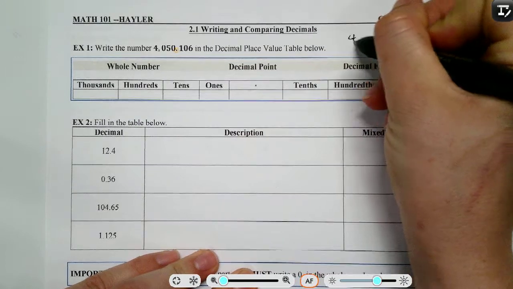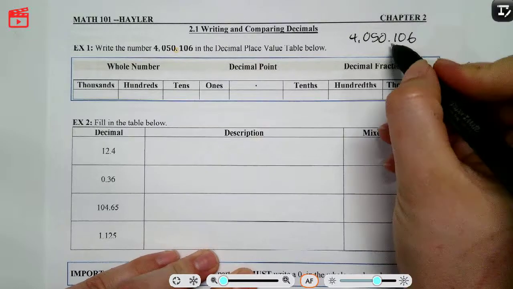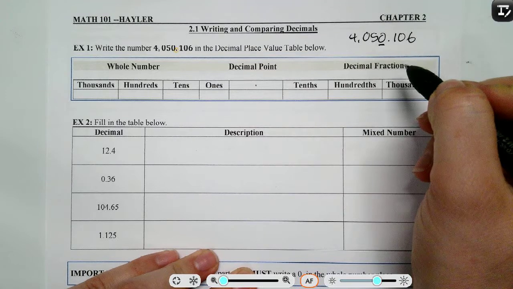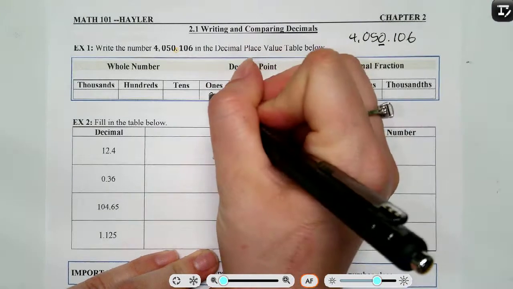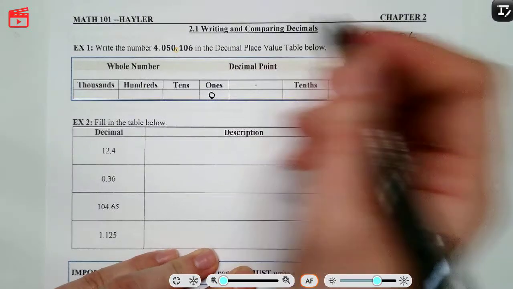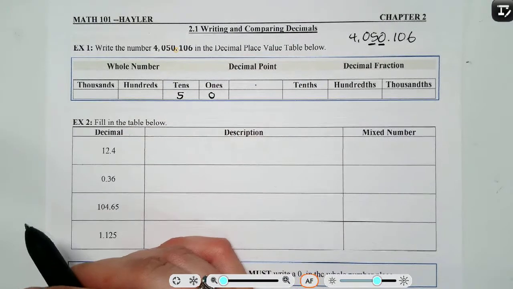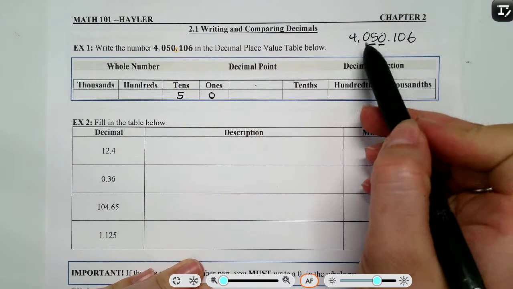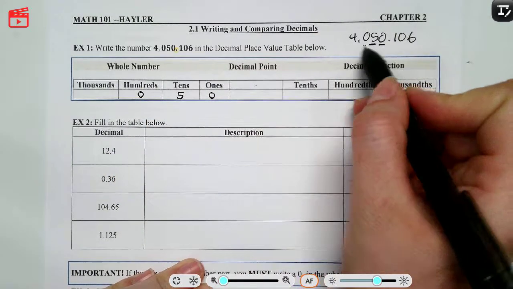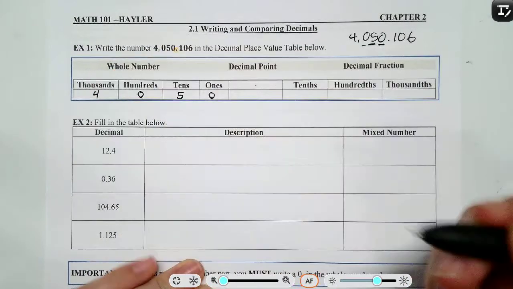Right up here, 4050.106. Okay, so how many ones do we have? Well, there are 0 ones. And then let's look at the tens. How many tens do we have? Well, we have 5 tens. Go ahead and fill in the hundreds and thousandths. Well, we have 0 thousandths. And, sorry, excuse me, we had 0 hundredths. I said that wrong. And then we have 4 thousandths.